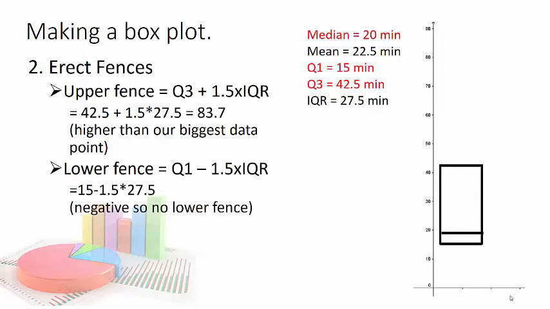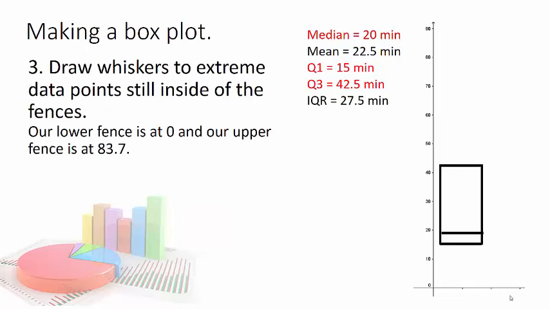For the lower fence, you do Q1 minus 1.5 times the IQR, which in this case is negative. Since I'm not going to have any negative weight times, you could say the lower fence is 0. So all my data on the lower side for sure will be included. And in fact, when you draw the whiskers, you draw it to the extreme data points that are inside of those fences. So anything between 0 and 83.7.